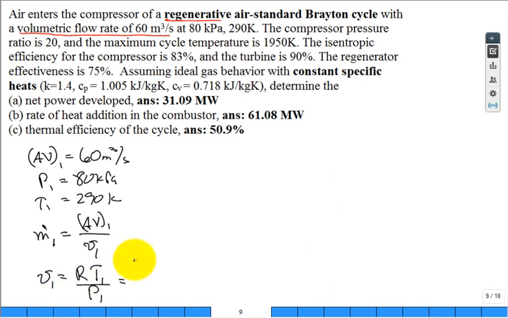If it's around 0.001, or if it's around 1, or if it's around 1,000, answer A, B, or C. What do you expect the specific volume of air is at that pressure? Hey, 80 kilopascal, you get a sense of that pressure. And 290 Kelvin, you get a sense of that temperature. Which one is closest without even running any numbers?